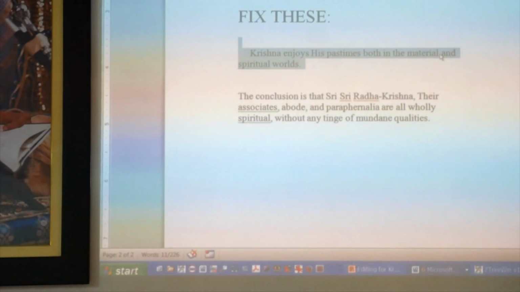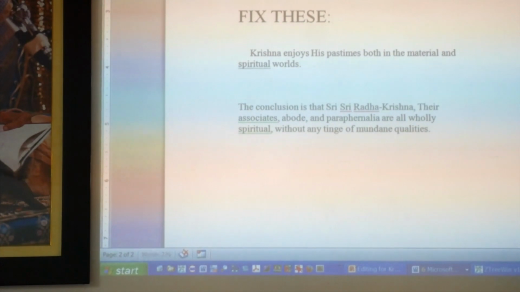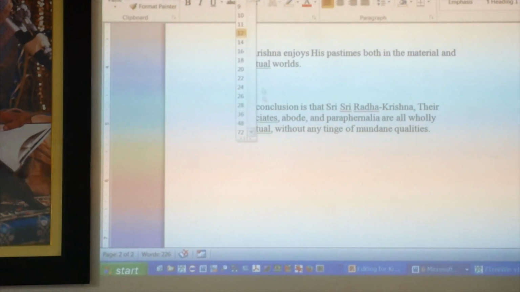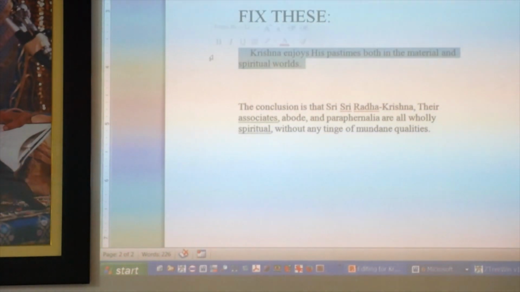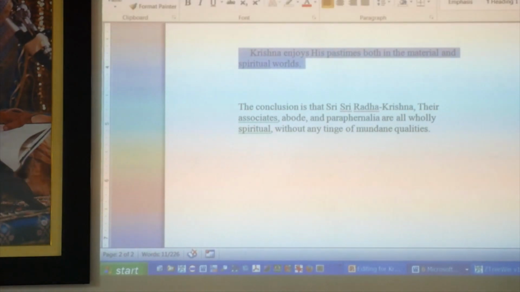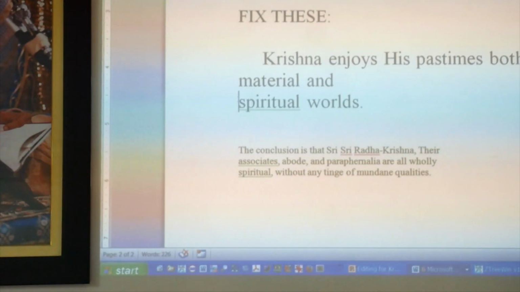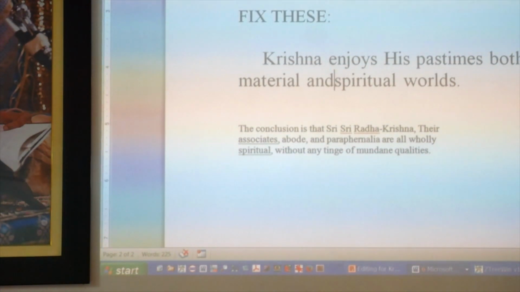What's not quite right there? Maybe you should go not both, but... Krishna enjoys his pastimes both in the material and spiritual worlds. Maybe add a verb: he enjoys his pastimes both in the material world and in the spiritual world. So that's parallel structure. He enjoys his pastimes in the material worlds and the spiritual. Yeah, you've got both in A and B.